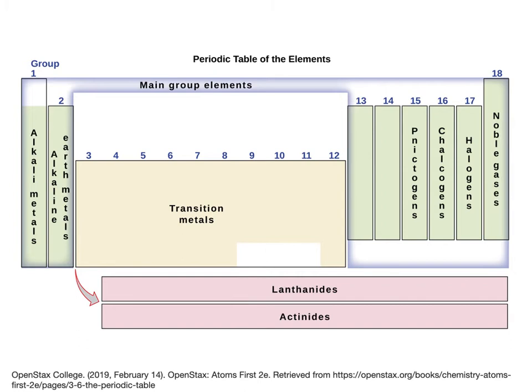In the middle, we also have the transition metals, this big block in the middle. And there's also this subset, which is the lanthanides and actinides. Okay, so this is a picture of our periodic table.